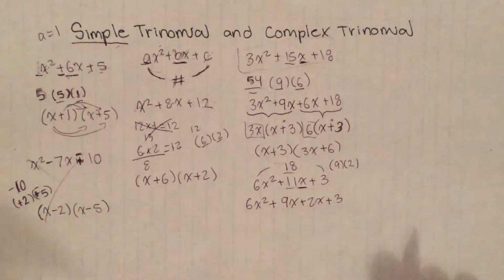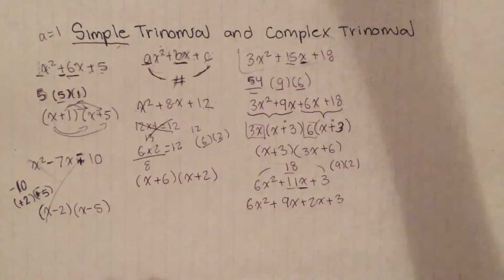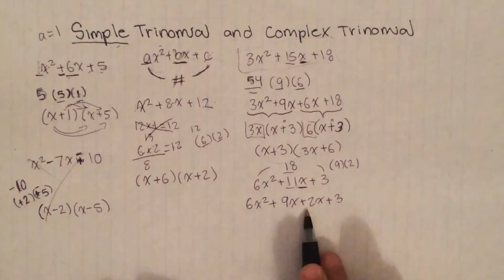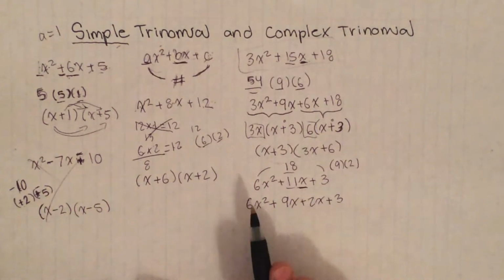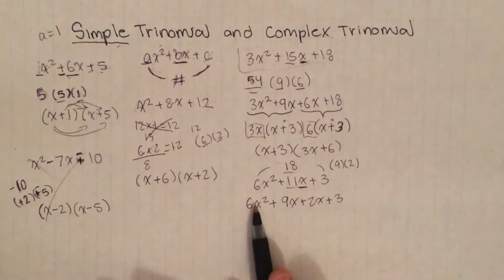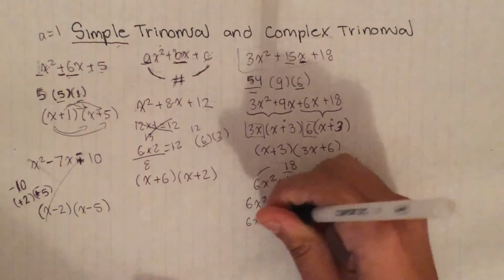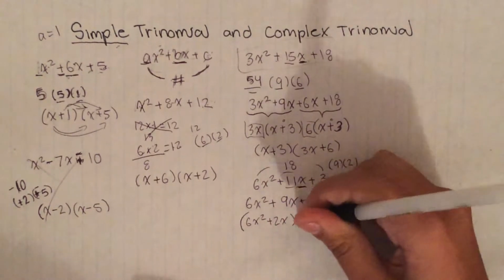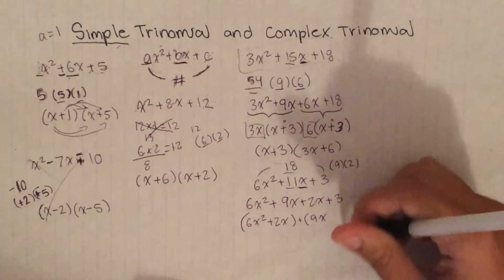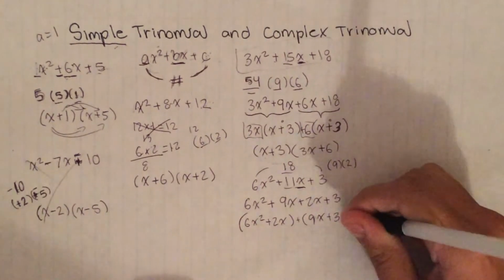Okay, so now we're going to do that. So you see how I taught you in the other one that you could arrange things to group them properly? I'm going to arrange it because 2 and 3 have nothing in common. But 2x and 6x squared have something in common, and 9x and 3 have something in common. So I'm going to do 6x squared plus 2x, and then plus 9x plus 3. Okay, there we go.